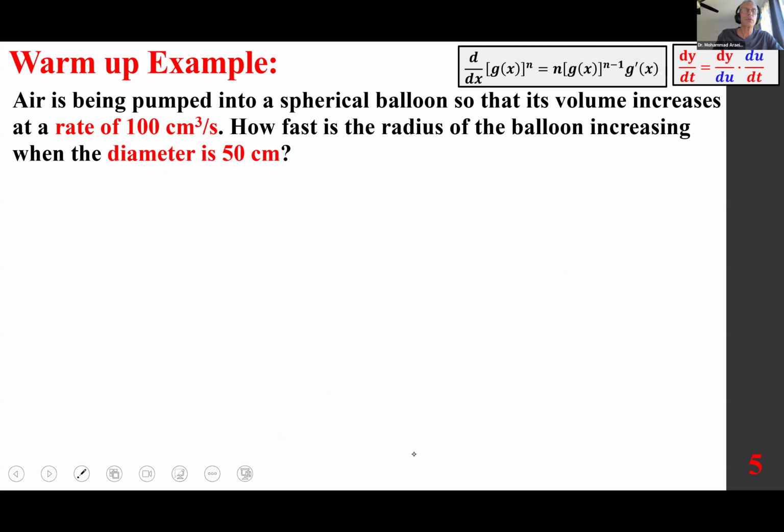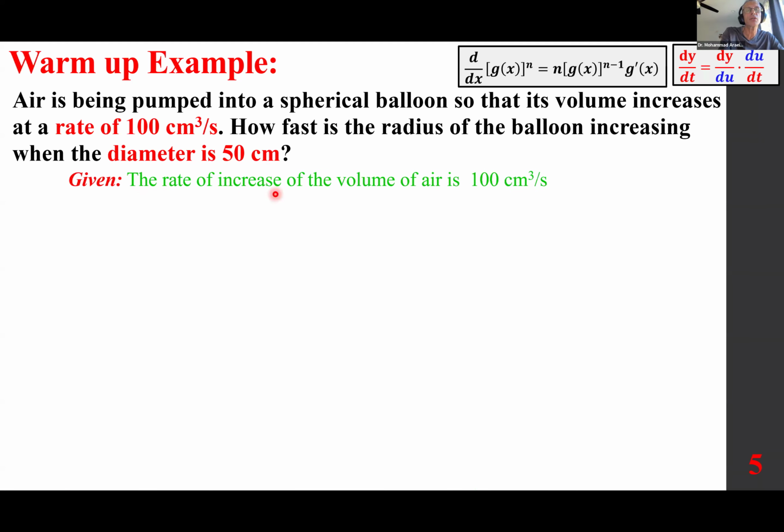Now this warm-up example is regarding what we just mentioned. Air is being pumped into a spherical balloon so that its volume increases at the rate of 100 cubic centimeters per second. How fast is the radius of the balloon increasing when the diameter is 50 centimeters? So we want to look at this as an application problem, as a word problem: what is given, what is missing.